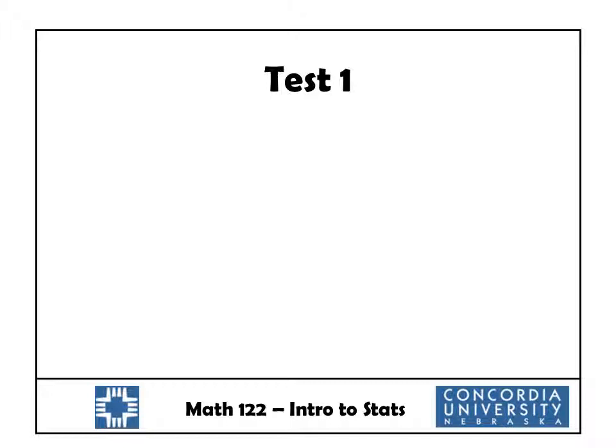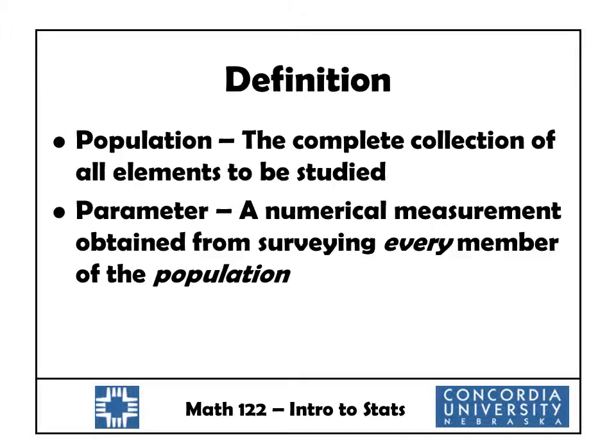So the first set of topics we're going to review here come from Test 1, which covered chapters 1 through 3. So chapter 1, we had a bunch of important definitions. Here let's just briefly review 4 of the most important definitions. The first 2 were the definitions of a population and the associated parameter. So a population is the complete collection of all elements to be studied. It's this large group of people or items that we're interested in.